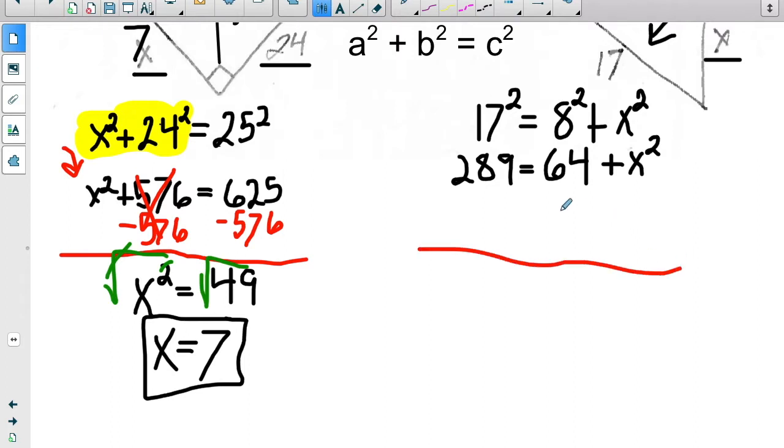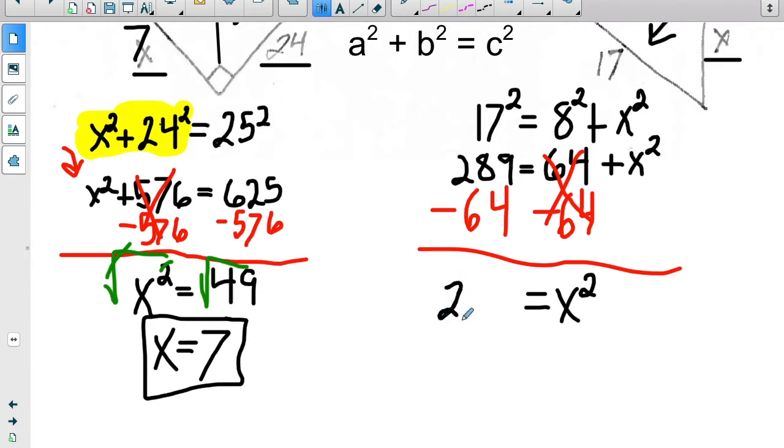Now again, we're trying to get x by itself, so I would subtract 64 from both sides. The 64 minus 64 here will cancel, leaving me with x squared by itself. Now 289 minus 64 is going to be 225. And last but not least, like with the other problems, we have to square root both sides, because here the square root and square would cancel out, so it will give us x by itself.